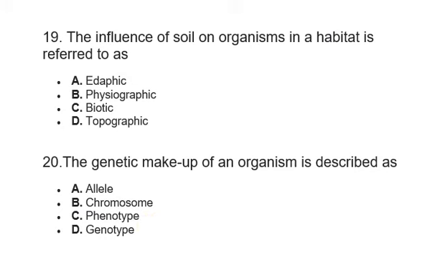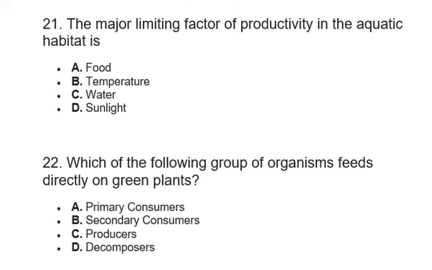All right, then let's move on to the next question. Question 21. The major limiting factor of productivity in the aquatic habitat is: A, food, B, temperature, C, water, D, sunlight.